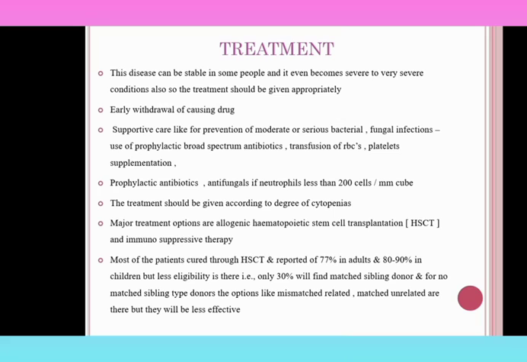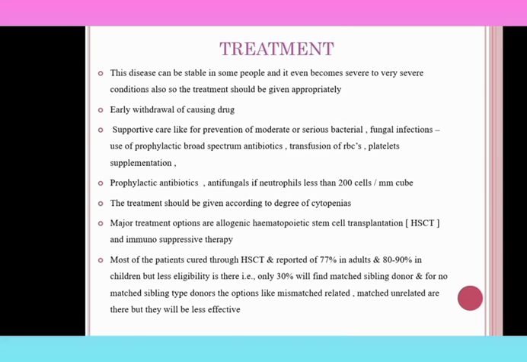Now coming to the supportive care: prevention of moderate or serious bacterial and fungal infections, use of prophylactic broad-spectrum antibiotics, and also transfusions of RBCs and platelet supplementation. Prophylactic antibiotics and antifungals are recommended in the case of neutrophils less than or equal to 200 cells. Otherwise, prophylactic antibiotics and antifungal drugs shouldn't be given unnecessarily.